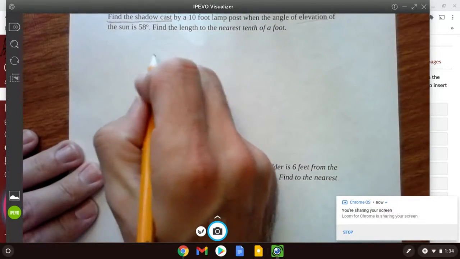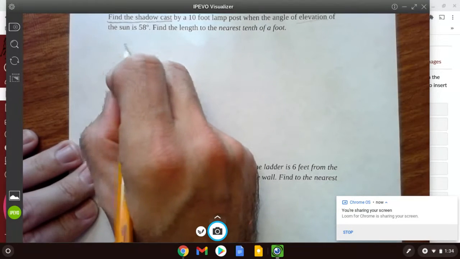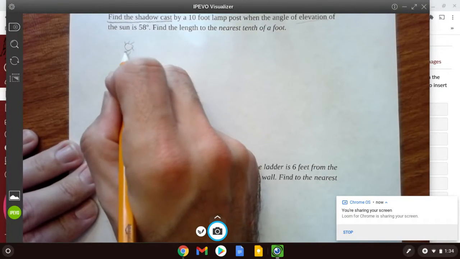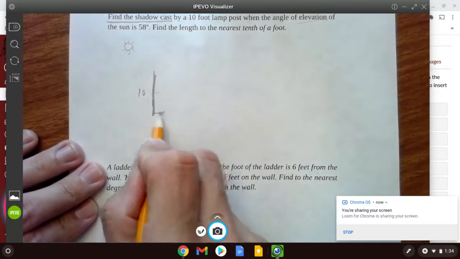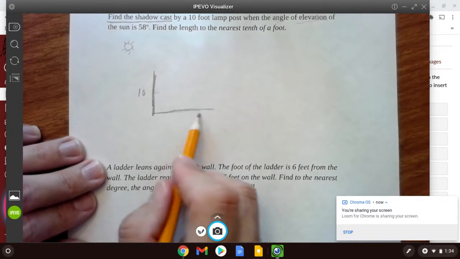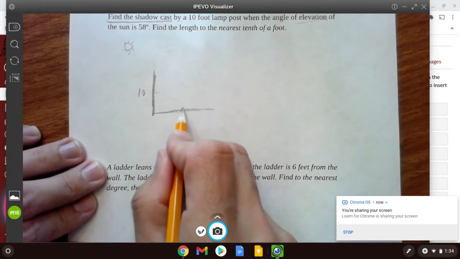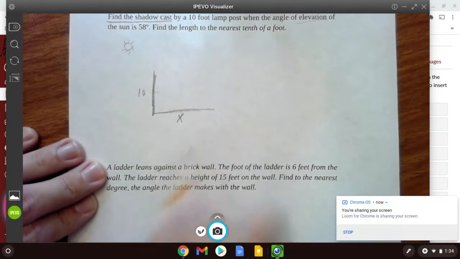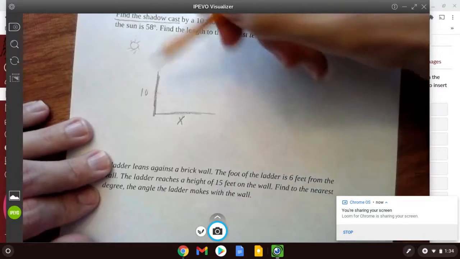So let's put the sun up here, and we'll draw the shadow this way. I don't know if it's shorter or longer. Doesn't matter really. Could be right there. But that's our x. That's the thing we're solving for.